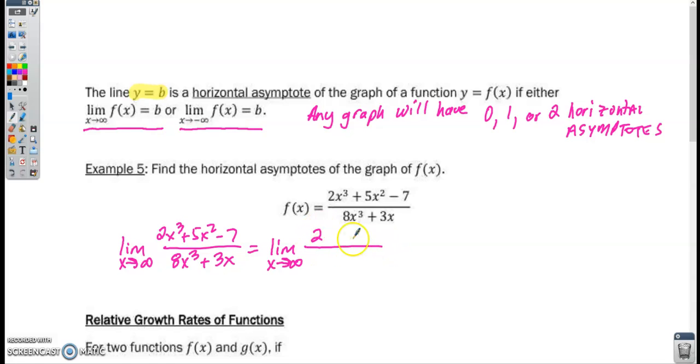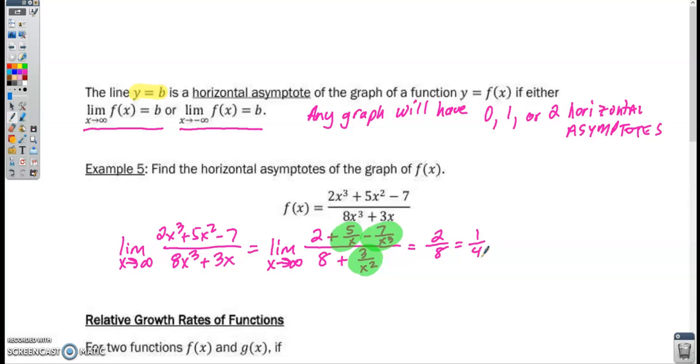I'm going to divide through everything by x cubed. And if I do that, we see that all of these green highlighted terms approach 0, and so this value is going to be equal to 2 over 8, or 1/4.